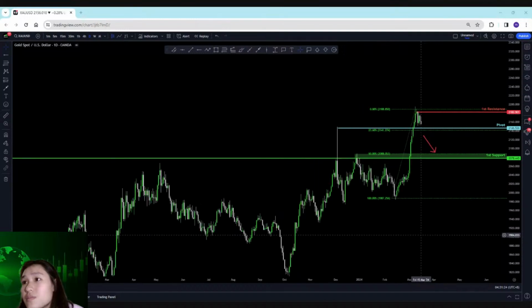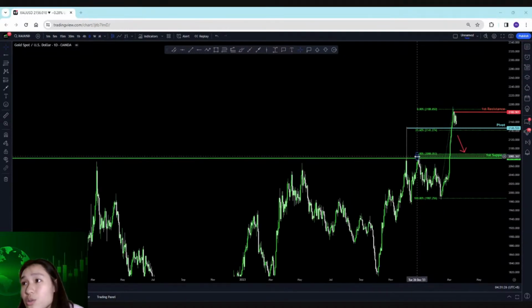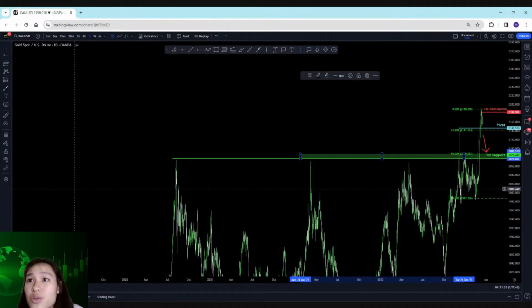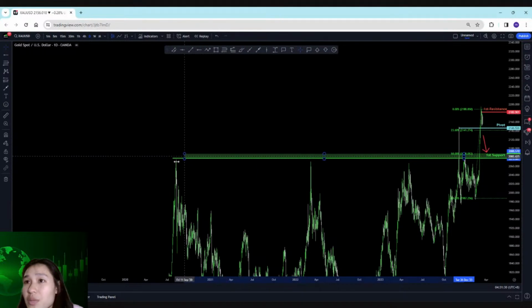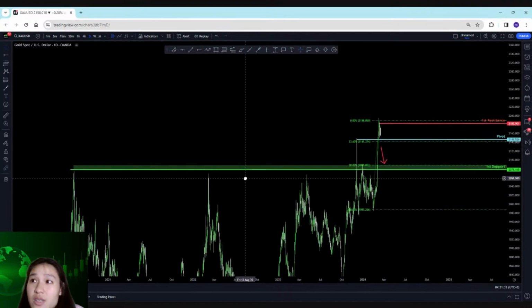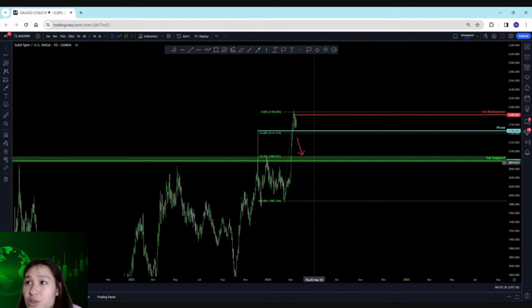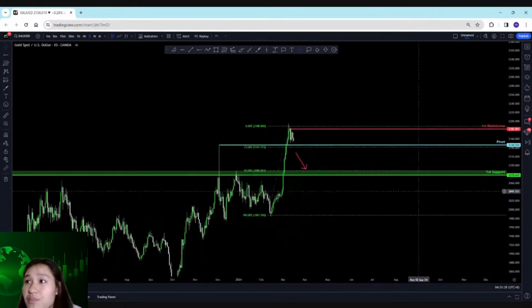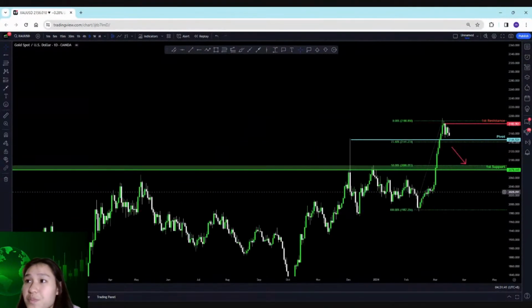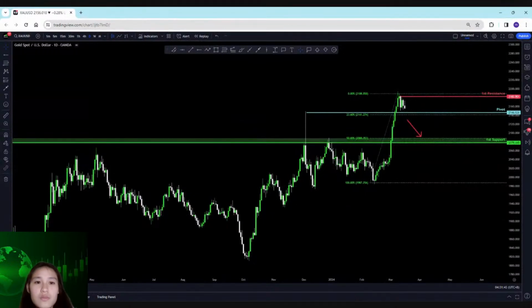Okay, this first support is also a pretty significant level since you can see how many times price has respected this area. So we are expecting price to be attracted to this area again as well. Okay, now moving on to our 4-hour time frame.